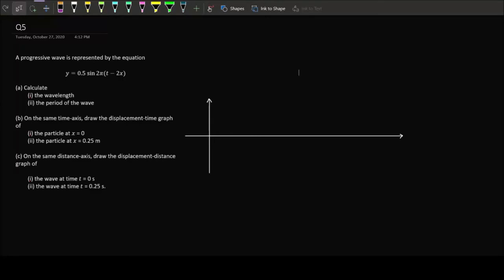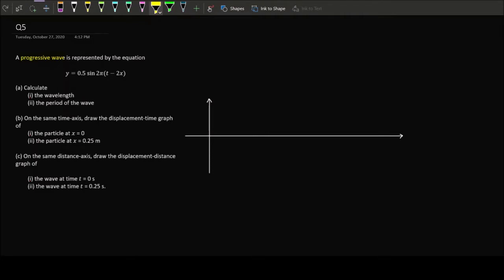Hi everyone, so today we are going to look at question 5. So let's take a look at the question first. So it mentions here that you have a progressive wave. Well, we are still in progressive wave, traveling wave, and this progressive wave is represented by the equation y equals to 0.5 sine 2 pi bracket t minus 2x close bracket.